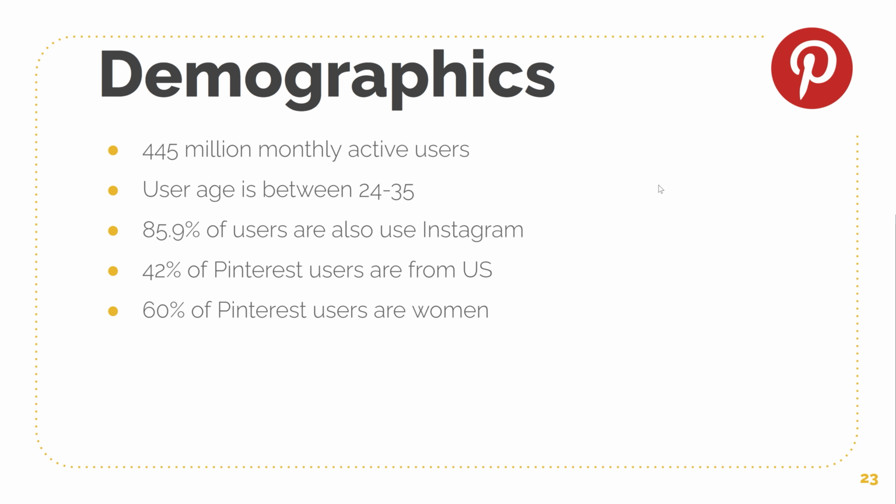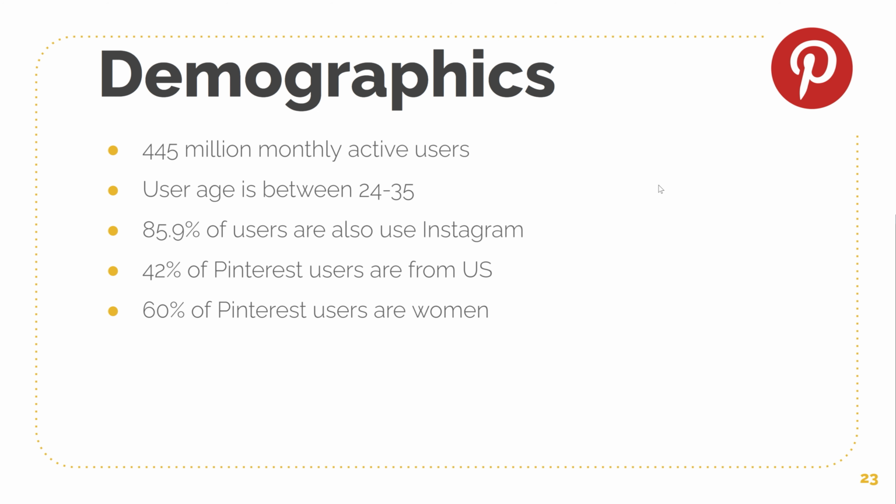There are 445 million monthly active users on the platform, and these users are between ages 24 to 35. Almost 86% of users also use Instagram, and 42% of Pinterest users are from the United States. So most of the users on the platform are from the United States. 60% of Pinterest users are women. These are super important facts that you need to consider when you are choosing a platform for advertising. Most of the users are women, and most of the users are from the United States.